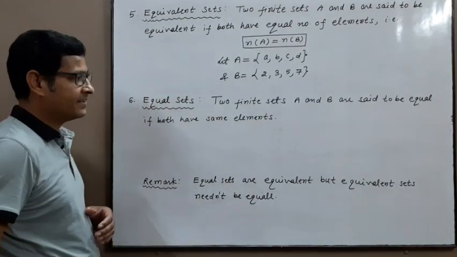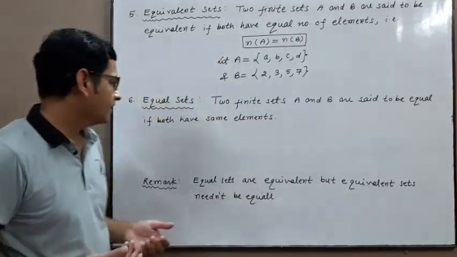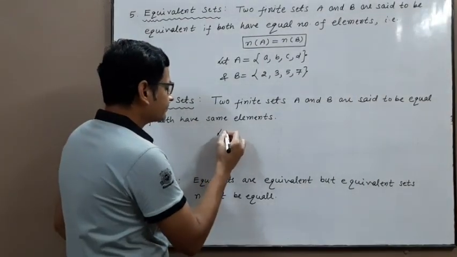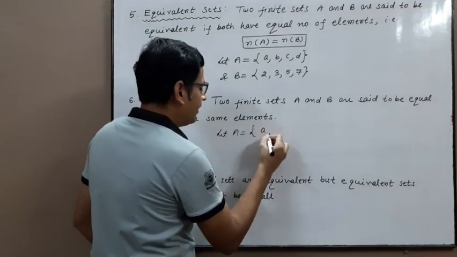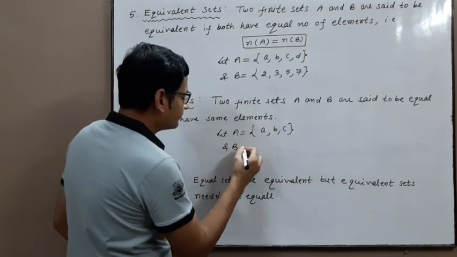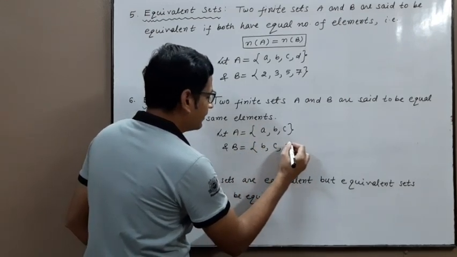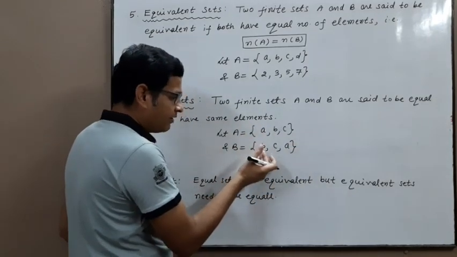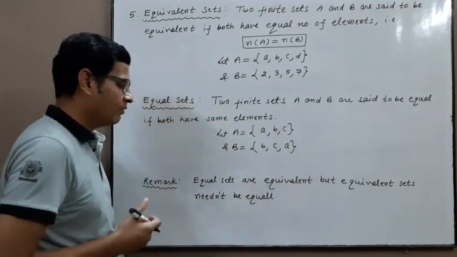6. Equal sets. Two finite sets A and B are said to be equal if both have the same elements. For example, let A equal to {a, b, c} and B is equal to {b, c, a}. Clearly, every element of set A is also an element of set B, and every element of set B is also an element of set A. So both sets are equal.